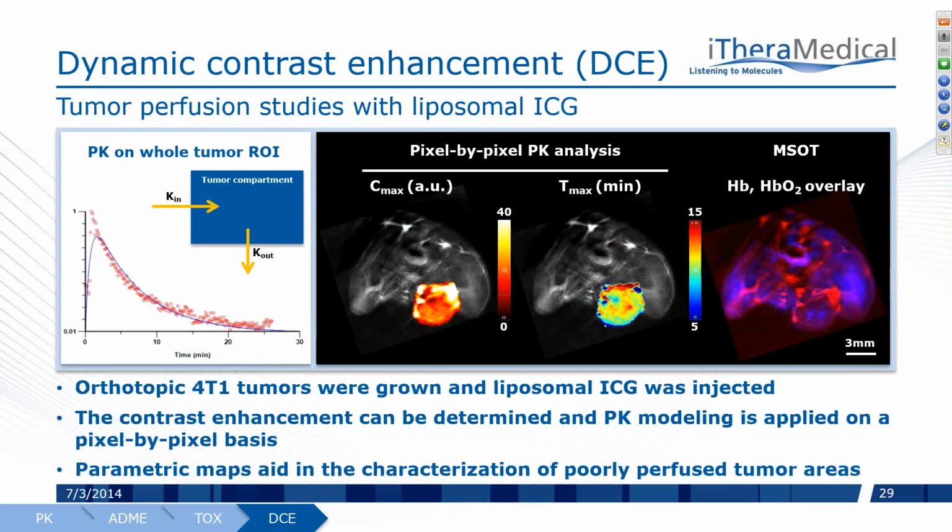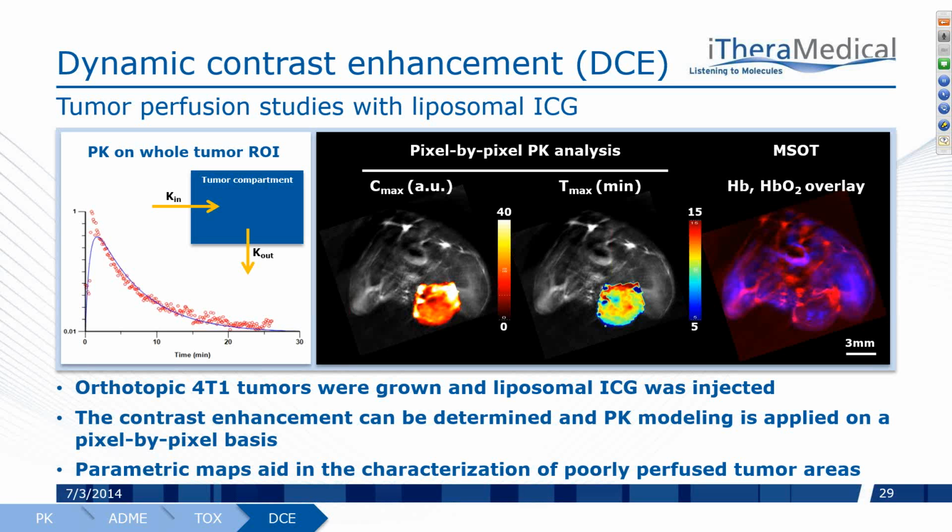Another example is shown here, where we have a tumor perfusion data set. So here we injected liposomal ICG, and we observed the tumor compartment. The red circles would be the ICG signal over time, and the blue line is the pharmacokinetic fit to the PK model shown in the cartoon.